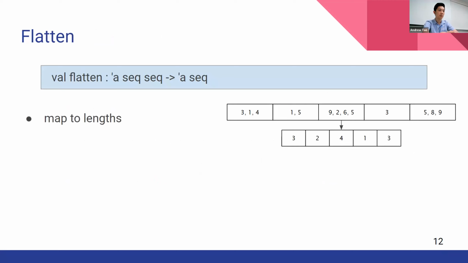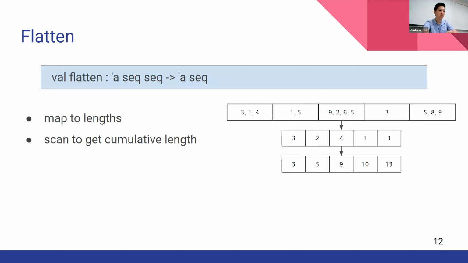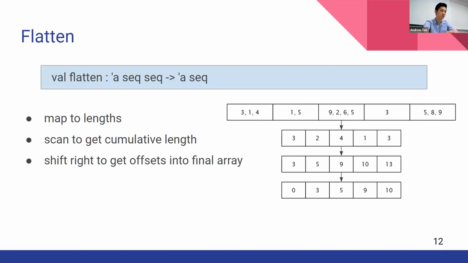We can first map all of our sequences to their lengths. And then once we have all of their lengths, we can do a scan over it to get our cumulative lengths. So now we have the cumulative lengths up to every index. And note that our scan is actually an inclusive scan. And so we want to shift it to the right by one just to get the final offsets into our final array that we're going to copy it into.